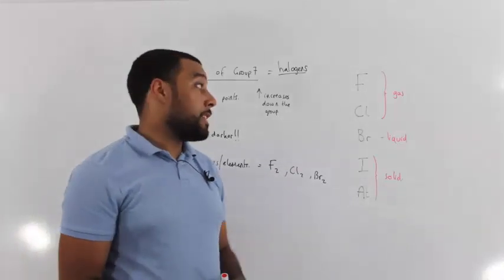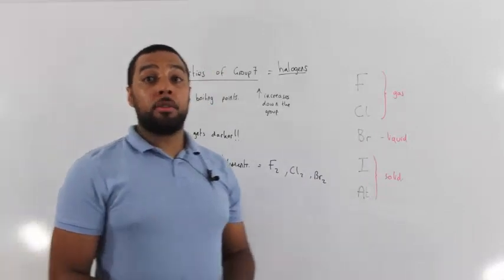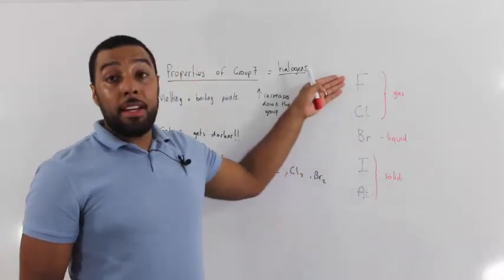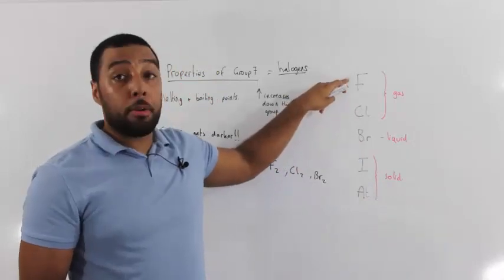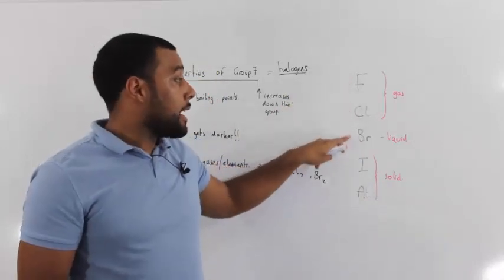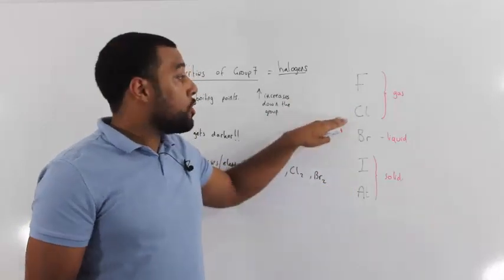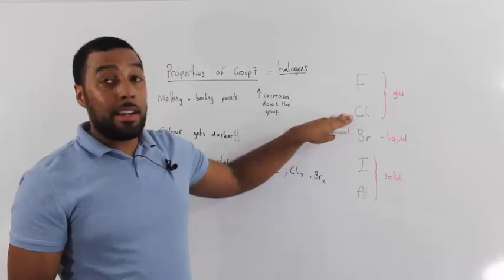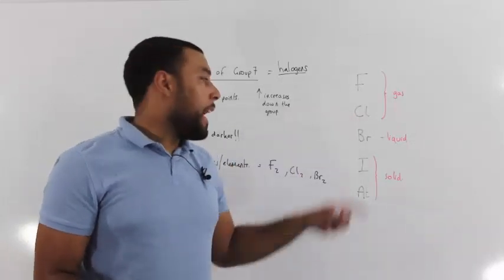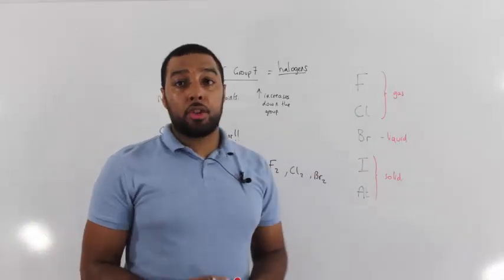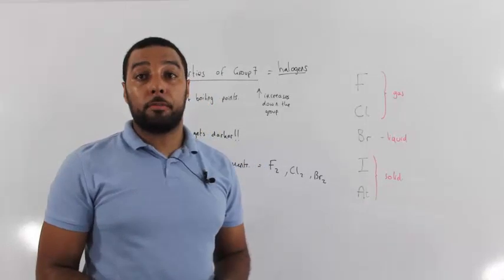Now care has to be taken when handling the group 7 elements, because fluorine is the most reactive halogen, as it's at the top of the group, and it gets less reactive as we go down. Care should also be taken when handling chlorine and bromine. And iodine we shouldn't even really touch in a lab unless we've got gloves and some goggles on.